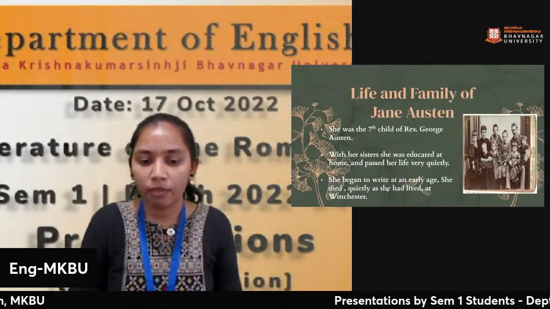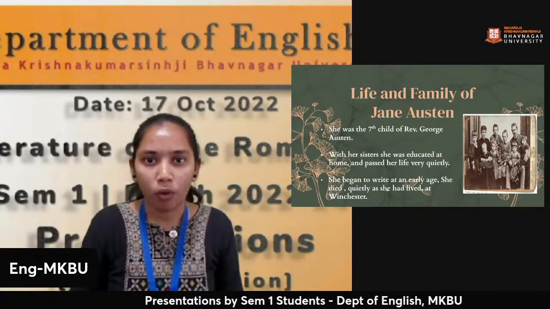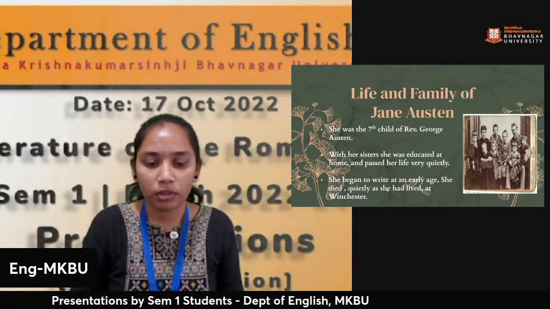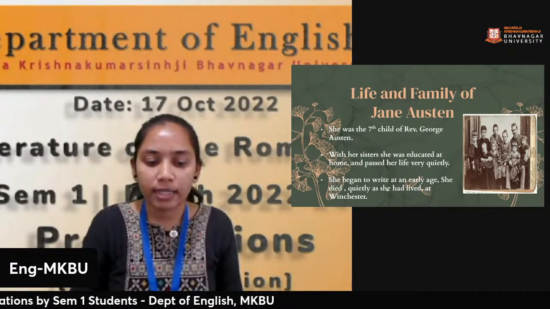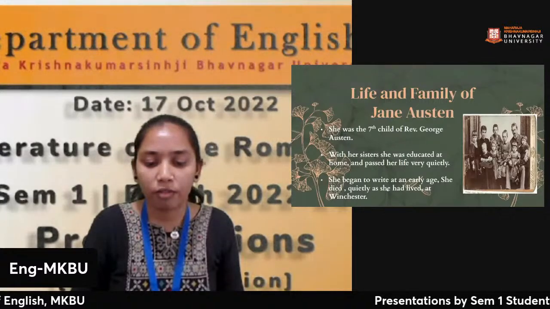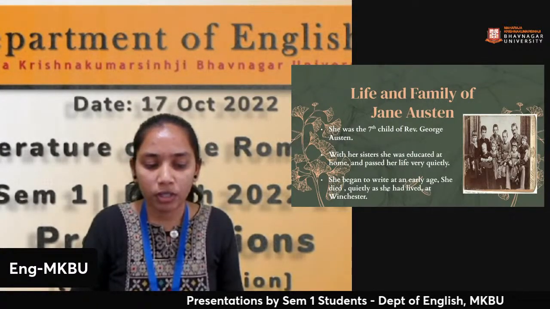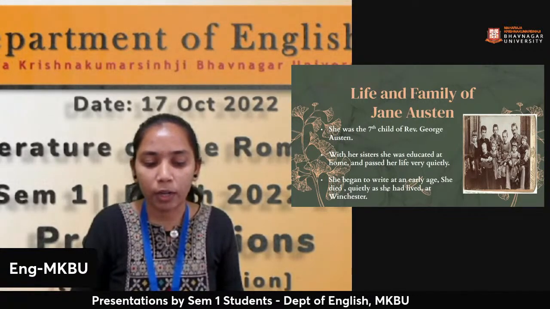Life and family of Jane Austen. She was the seventh child of Reverend George Austen. With her sister, she was educated at home and passed her life very quietly. She began to write at an early age. She died quietly as she had lived, at Winchester.